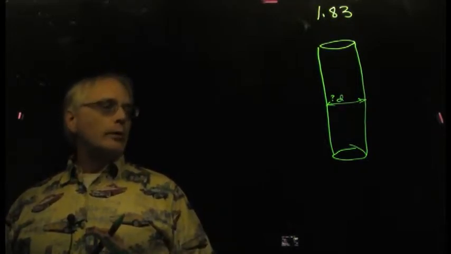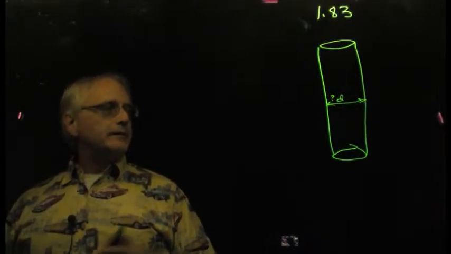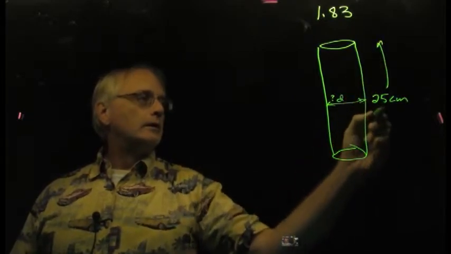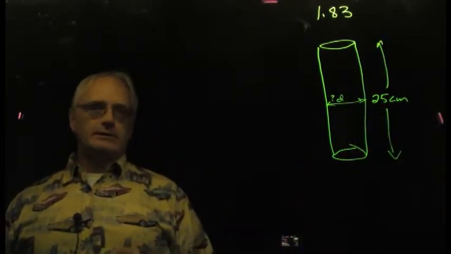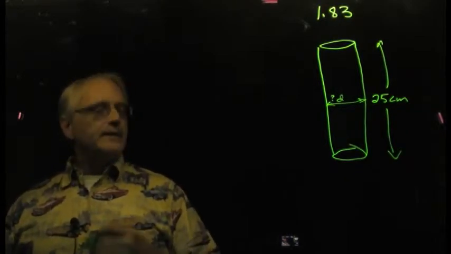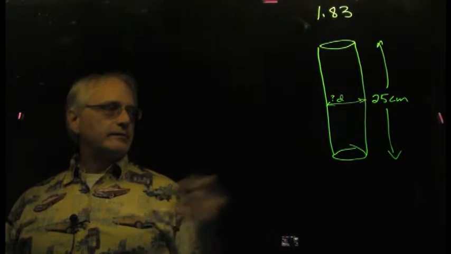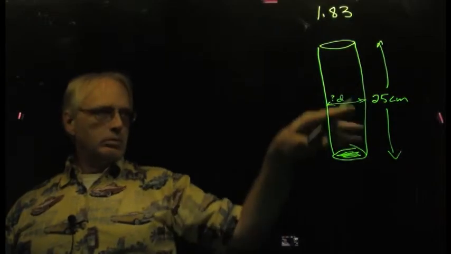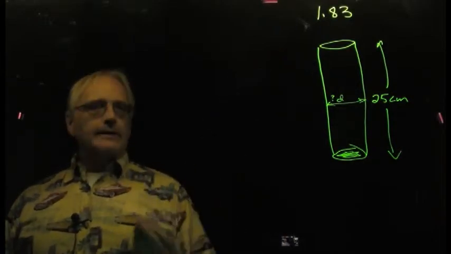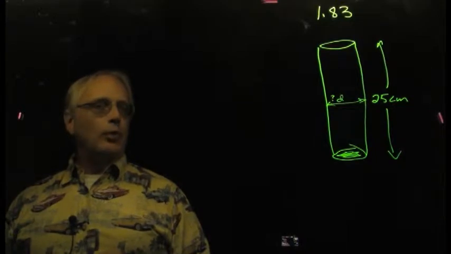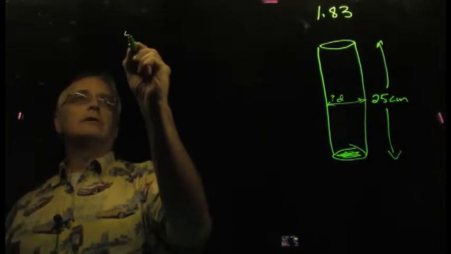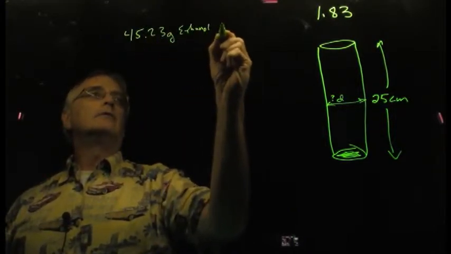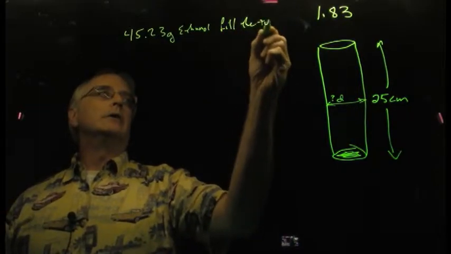And we also have a bit more information about it. We're told that this tube is 25 centimeters tall. And that's the information about the tube itself that we have. Then the problem says we come along to this tube that must be sealed up down here at the bottom, and we pour in the ethanol. And so it fills that thing up. And then we're given some information about how much it weighs after we add the ethanol. 45.23 grams of ethanol fill the tube.